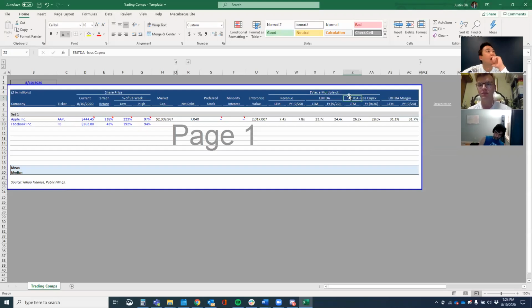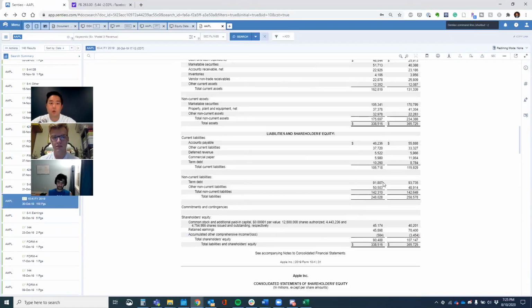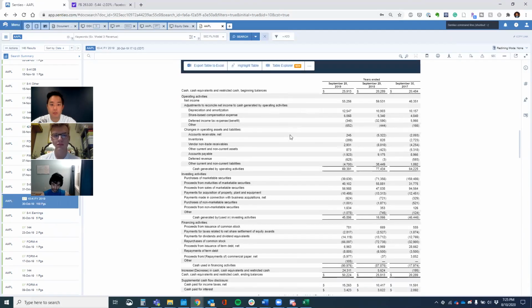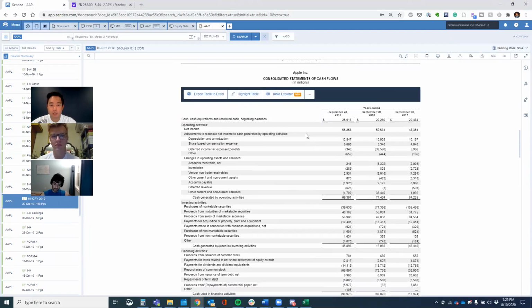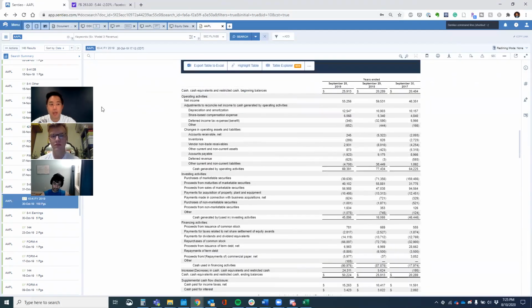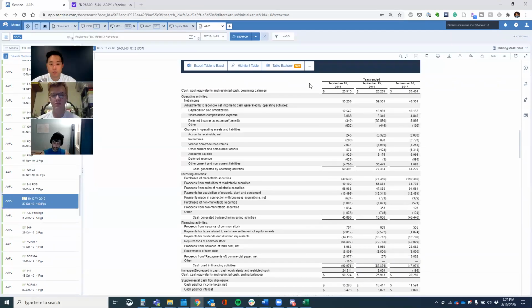So yeah, let's actually dig into that. Let's see if I still have it. Okay, so free cash flow, you go to the cash flow statement, and conceptually, free cash flow is basically just cash flow from operating activities and investing activities. But unfortunately, what you have here is a bunch of noise.